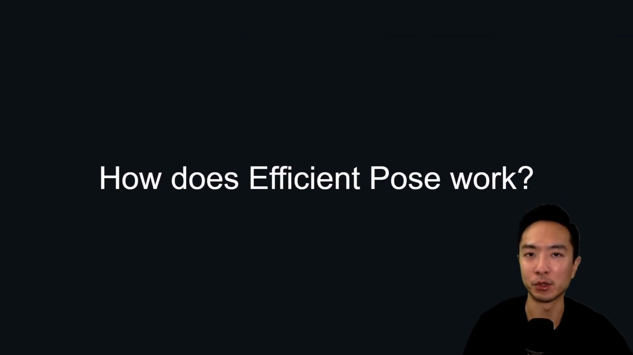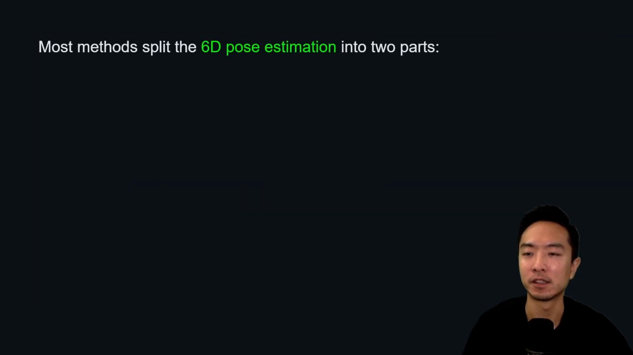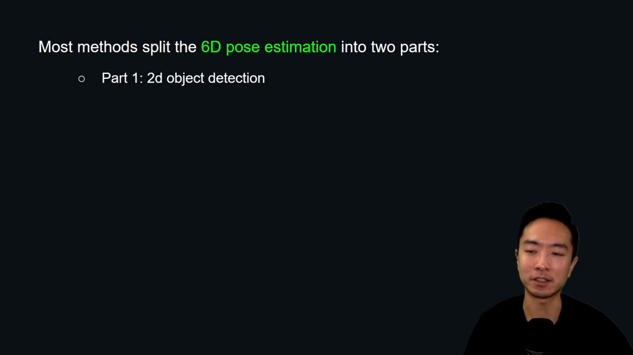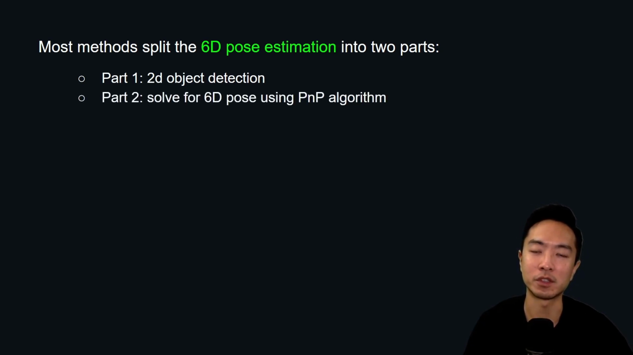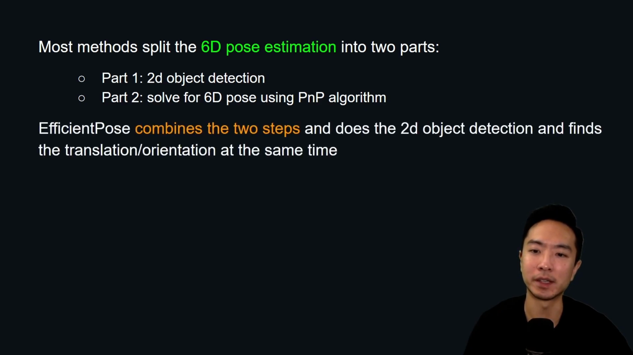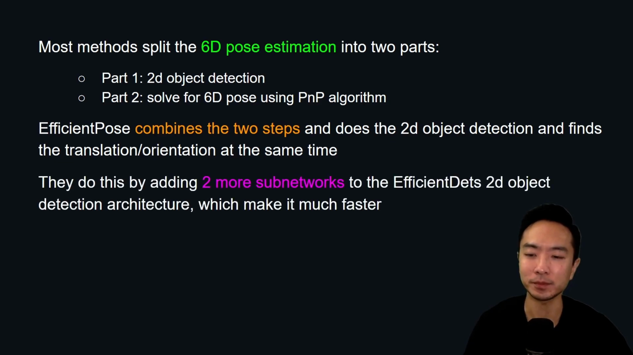So how does EfficientPose work? Most methods split 6D pose estimation into two parts. You have the first part, which is 2D object detection, and then the second part, which is solving for 6D pose using the PnP algorithm. EfficientPose combines the two steps and does the 2D object detection and finds the translation and orientation at the same time. They do this by adding two more subnetworks to the EfficientDet model for 2D object detection architecture, which makes it much faster.